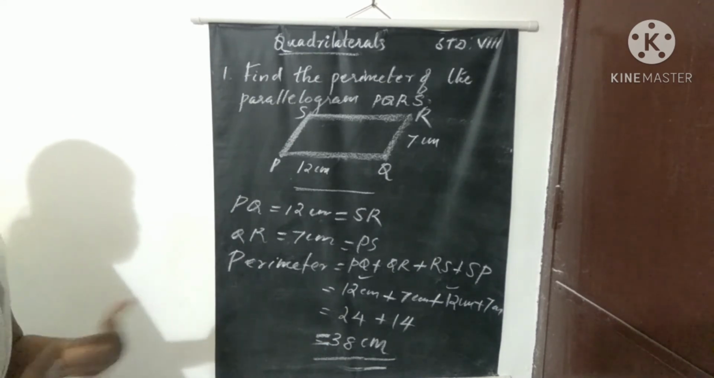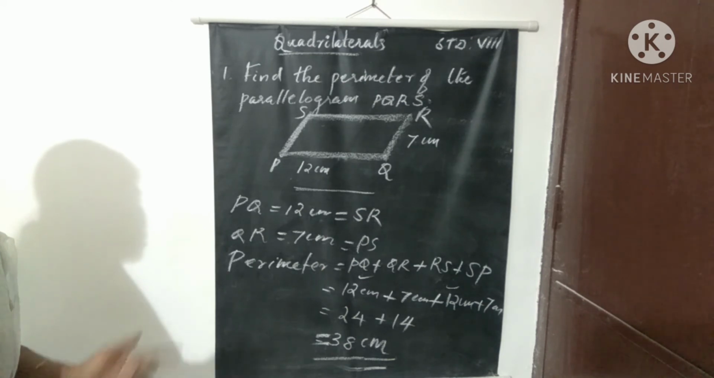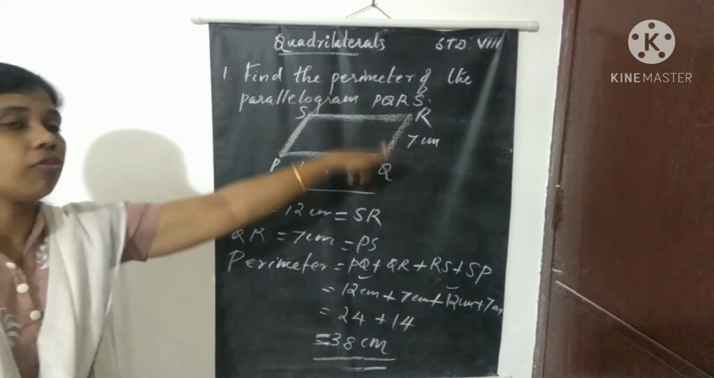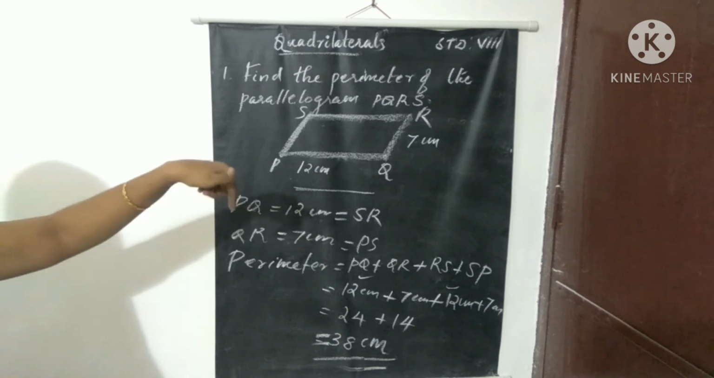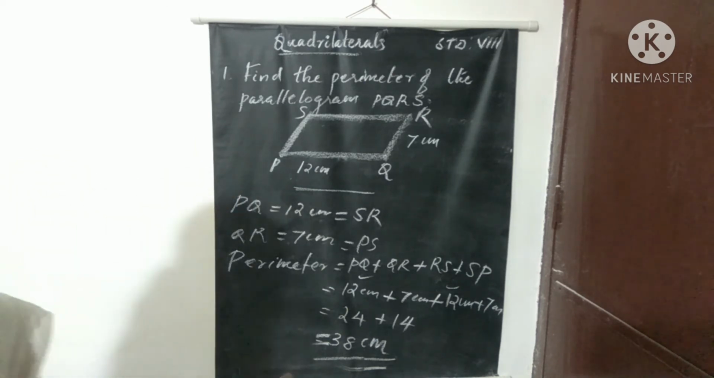Understand? How can we find the perimeter? Find the total length of all sides of the given figure.